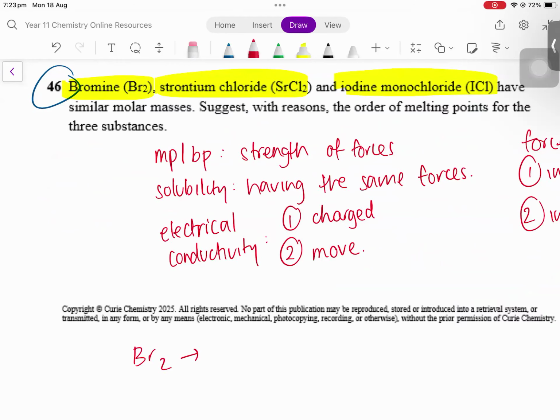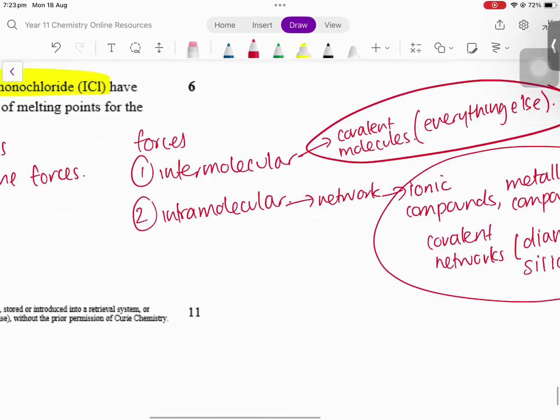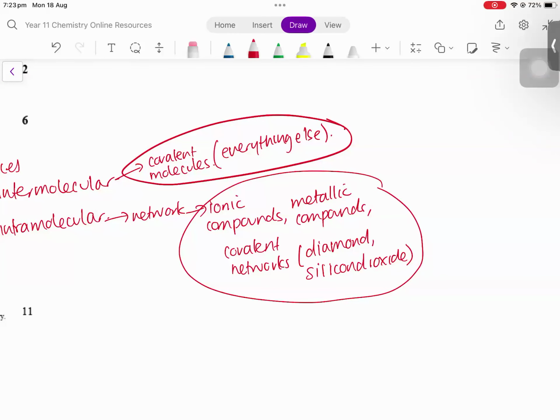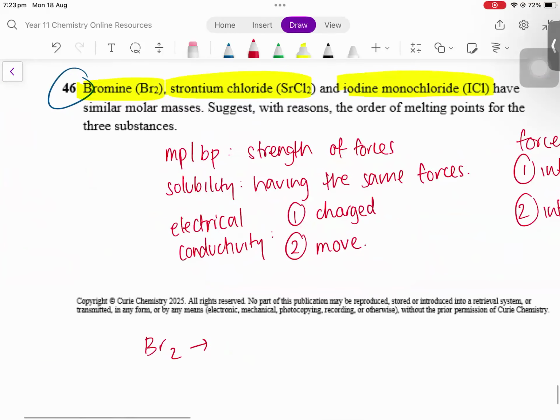Non-metal with non-metal. It's covalent, and then I gave you your options for covalent networks and covalent molecules. Bromine is a covalent molecule. Which means, what are you going to talk about when we go to melt it? Are we going to talk about intermolecular forces, or breaking the covalent bond between the two bromines? It's a molecule, so you talk about the intermolecular forces.